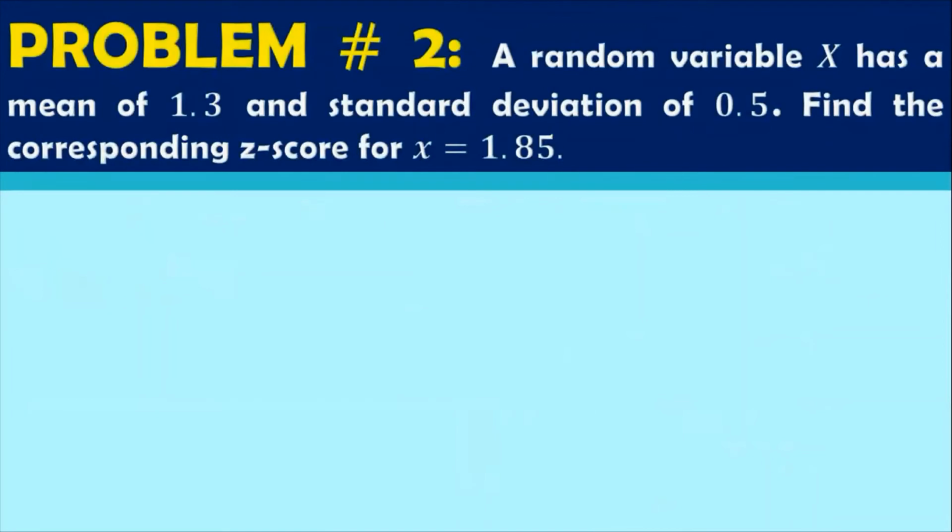Let's have problem number 2. A random variable x has a mean of 1.3 and a standard deviation of 0.5. Find the corresponding z-score for x is equal to 1.85. So here are the given. X is equal to 1.85, mu is 1.3, and standard deviation is 0.5.